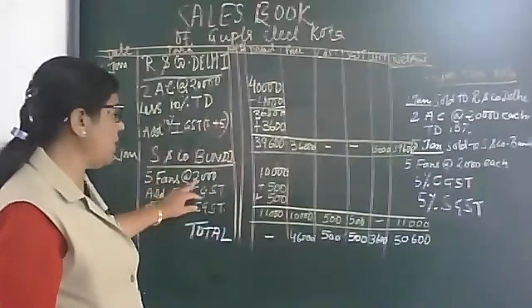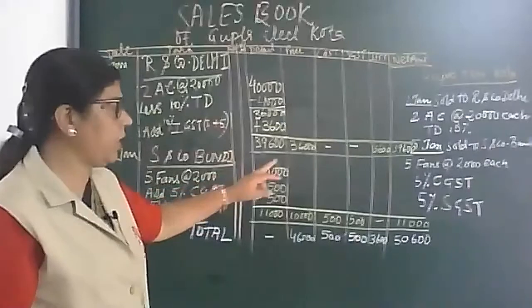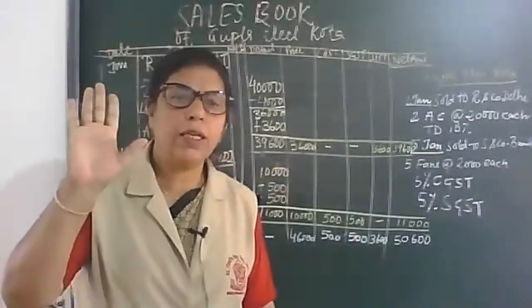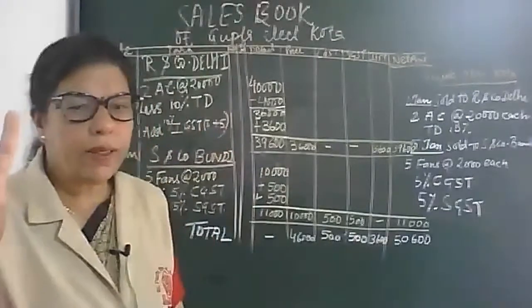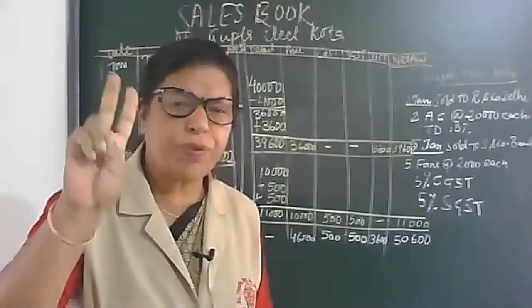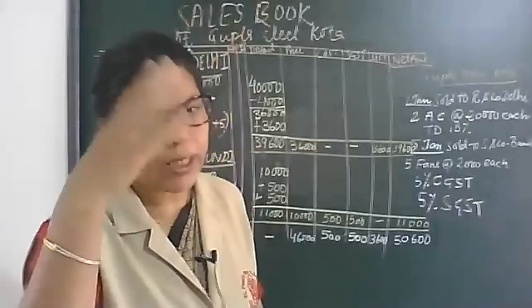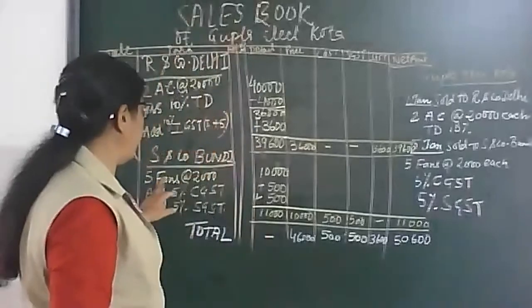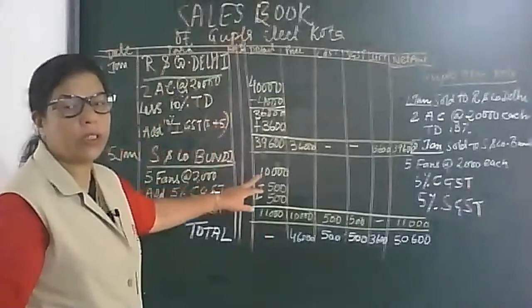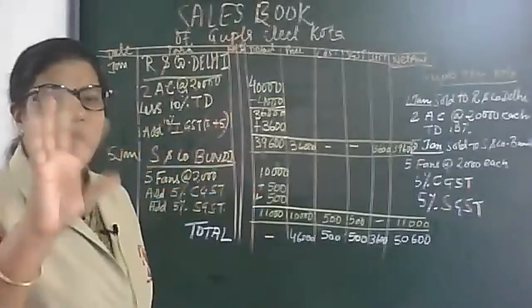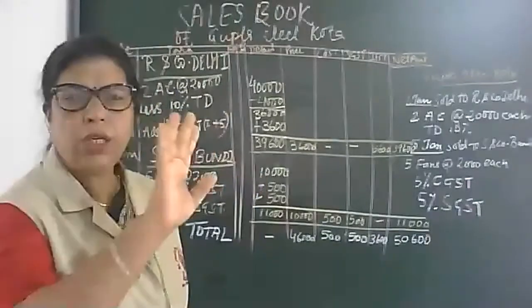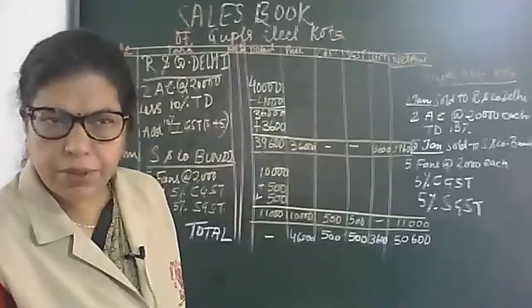Now 5 fans at the rate of 2,000 each. He is selling 5 fans, and the rate of each fan is 2,000, to Bundi. They belong to the same state. So 5 into 2, 10,000. In this transaction, no trade discount is given. So no need to calculate.